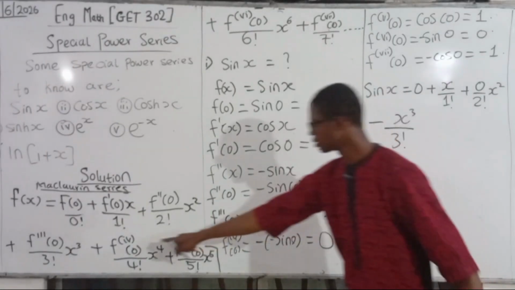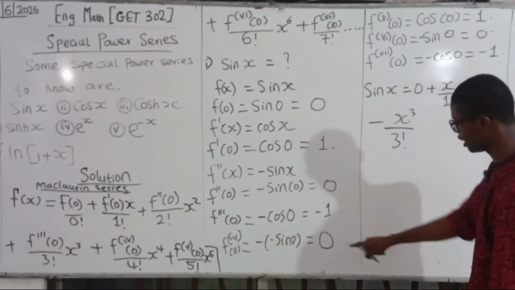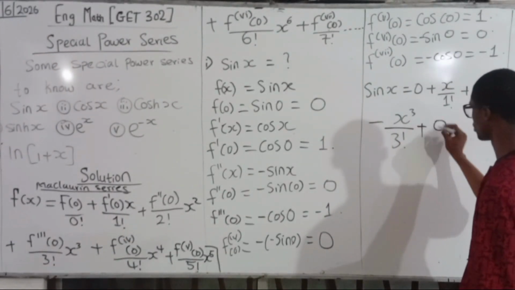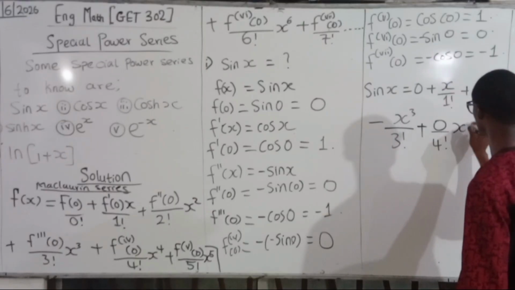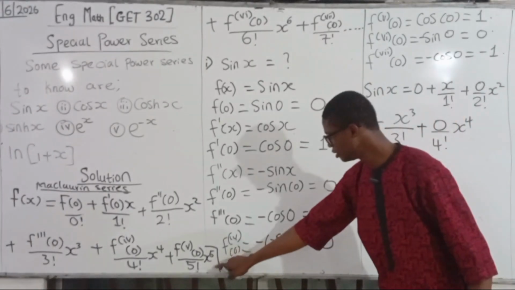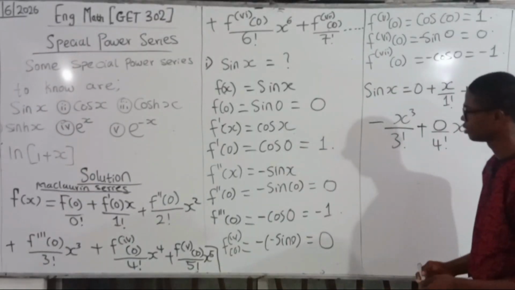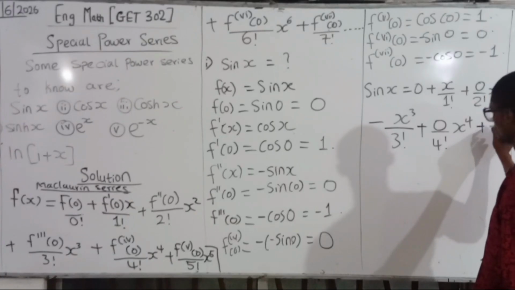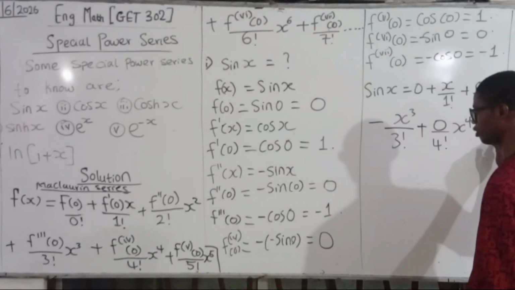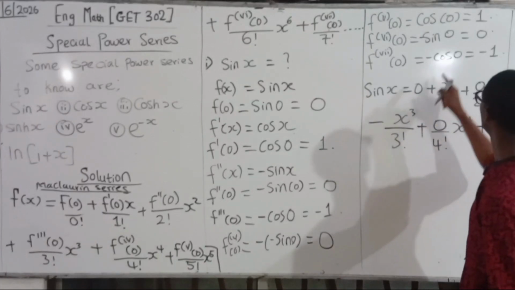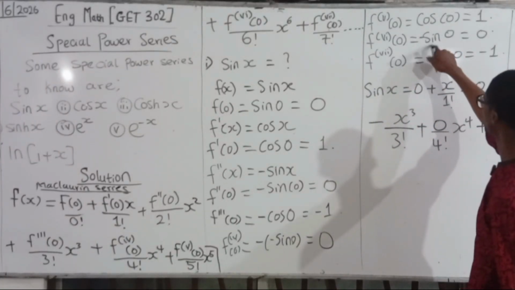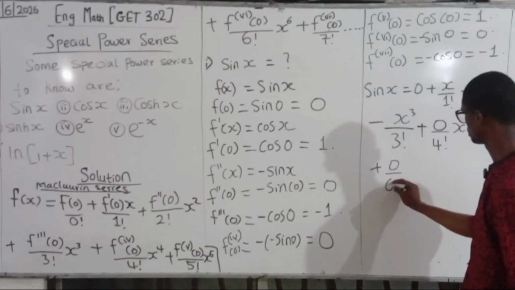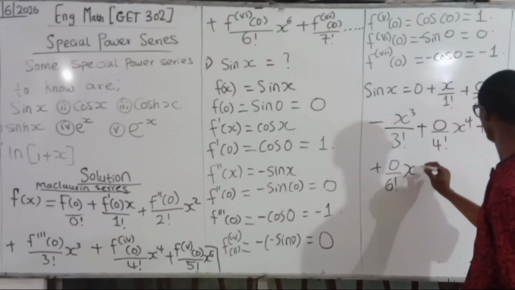Then what will be here? This guy, the fourth, will give you what? Plus 0 all over 4 factorial x to the power of 4. Then what about the fifth one? Let's see the answer. So 1, which is x to the power of 5 all over 5 factorial. Then we have the sixth one, which is plus 0 all over 6 factorial x to the power of 6.